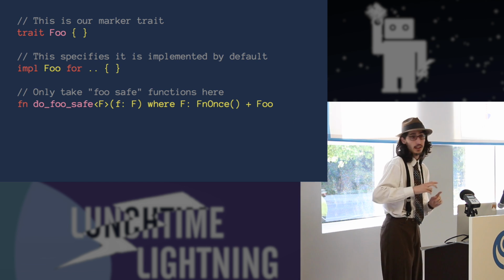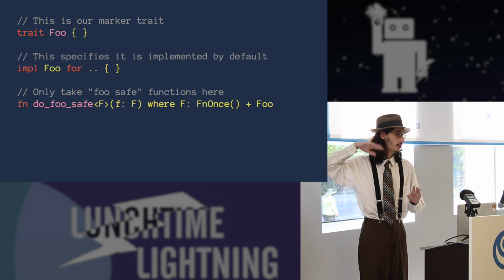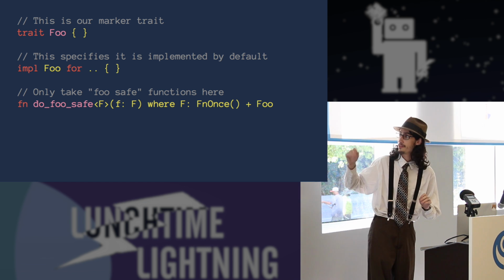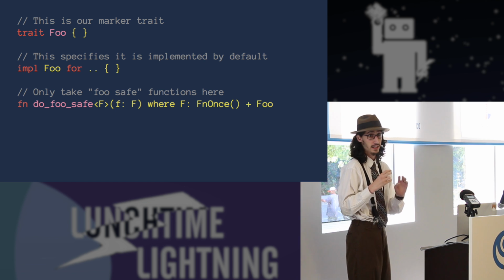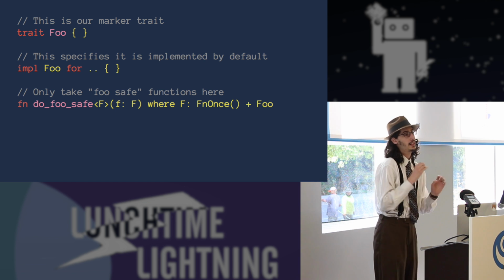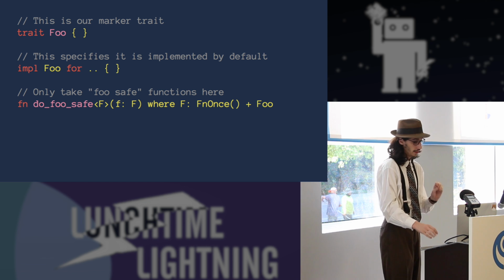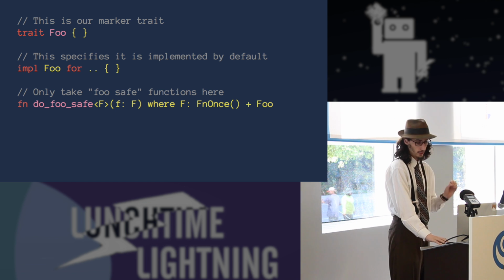And this is not a special case. You could totally just create a trait foo with no behavior and say this is implemented for everything, and then this only takes foo-safe functions. And this could be done in Rust with any concept that you can think of, and it's all just done with clever use of the type system.